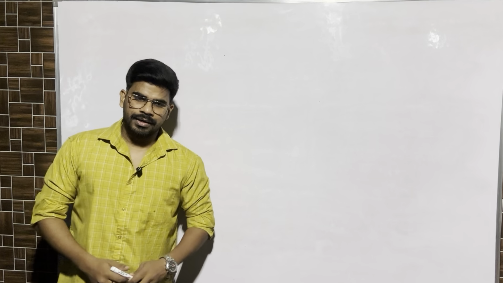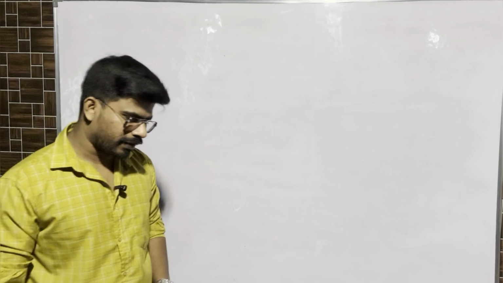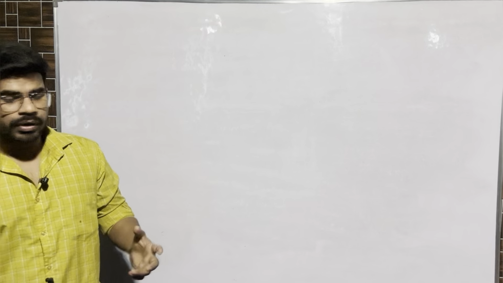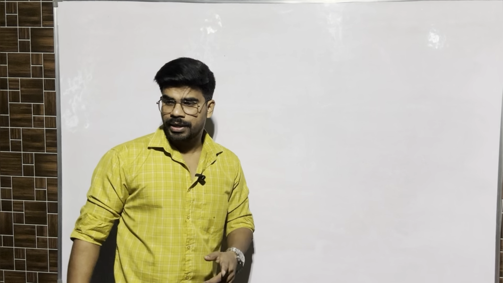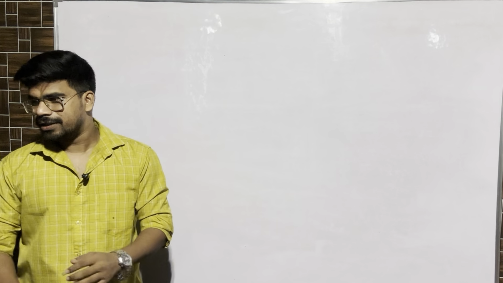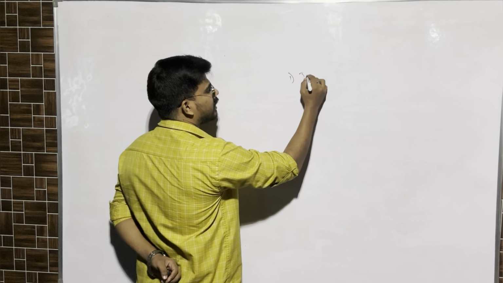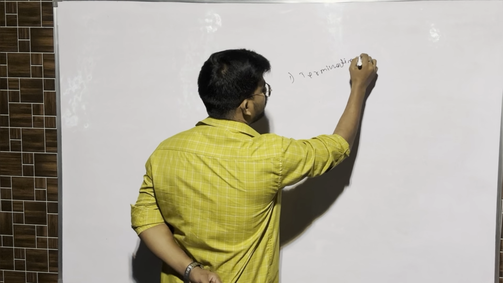Next, 1.3. Exercise number 1.3. From this exercise, we might expect 2 marks, and bit type questions are also very important. Before this, you have to understand what decimal expansion is: terminating and non-terminating. In case of non-terminating, it is non-terminating repeating or non-terminating non-repeating. First, it is terminating. What is terminating?